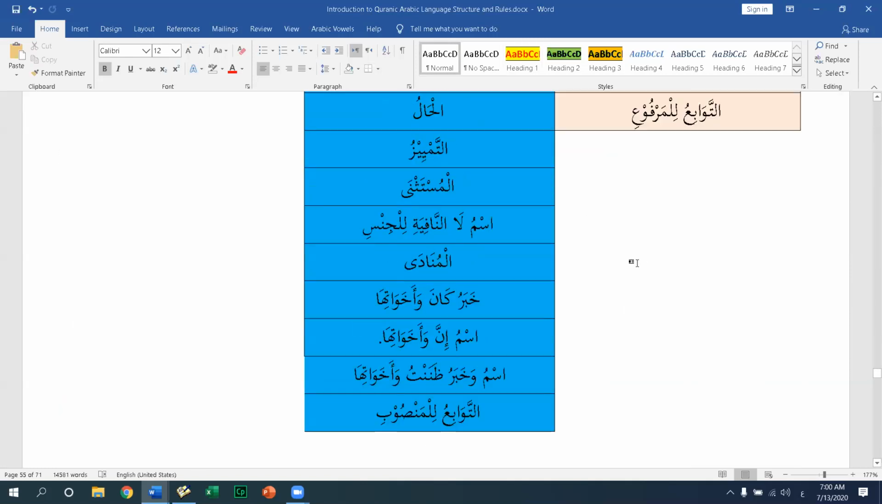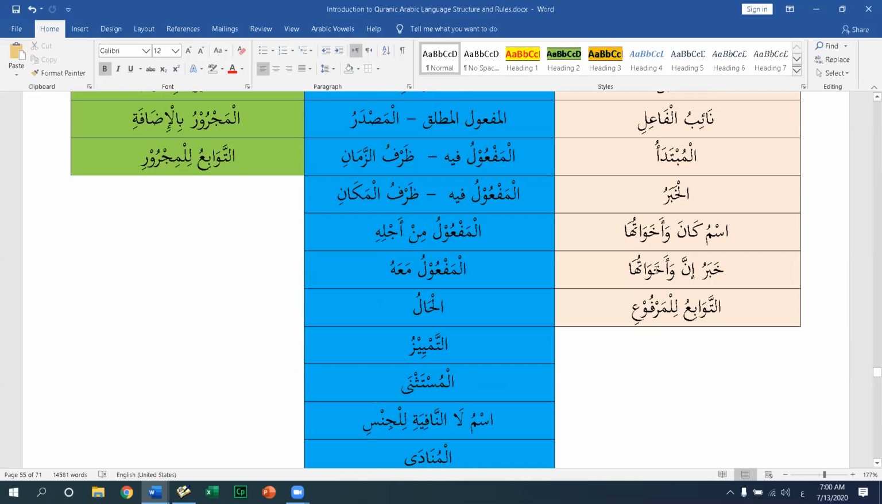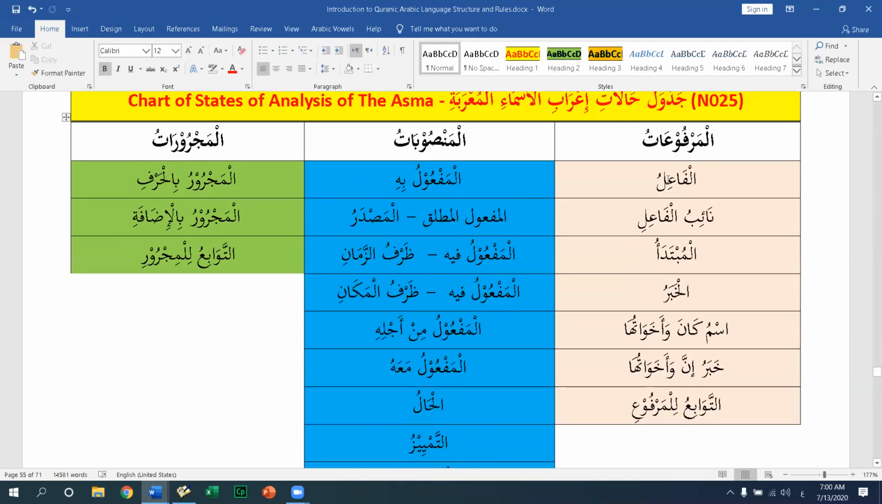No, because the mudaf will have a grammatical position. So if the mudaf is fa'il, then it would be marfu'. If the mudaf is preceded by harf jar, it would be majroor.